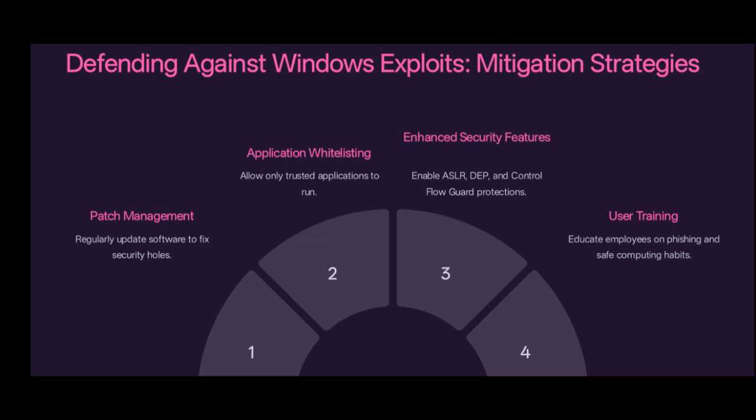7. User awareness and training. 7.1 Phishing simulations. Regular simulations train users to recognize and report suspicious emails. 7.2 Policy enforcement. Ensure users are educated on acceptable use, password hygiene, and data handling.